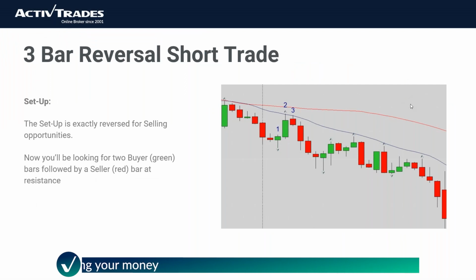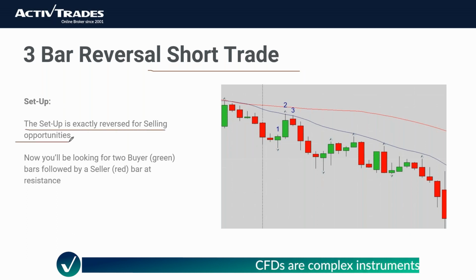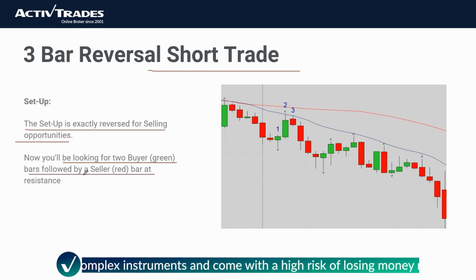So that was the long trade, and really the short-term 3-bar reversal setup is exactly reversed, okay? However, now you'll be looking for 2 buyer green bars followed by a seller, which is red on my charts, at resistance. So, price is in a downtrend, price is beneath the 20, which is beneath the 50. We get 2 green bars followed by a red bar, okay, 3-bar reversal. 1, 2, 3, before you can see we make a nice move down. That's what we're looking for, okay?